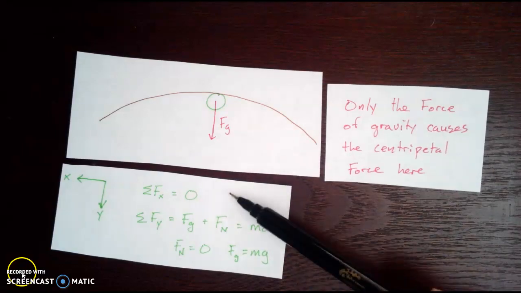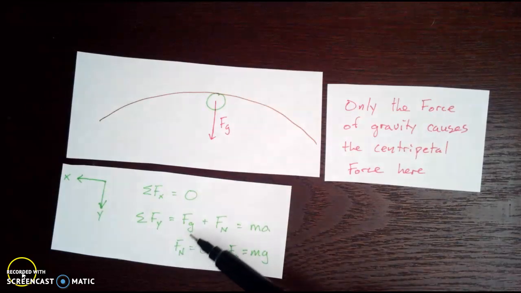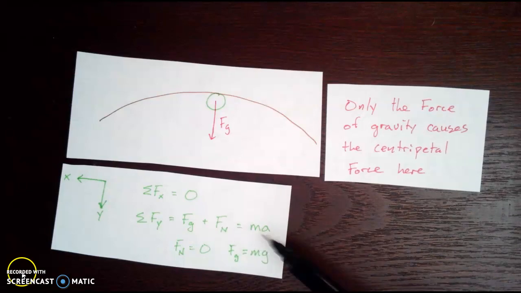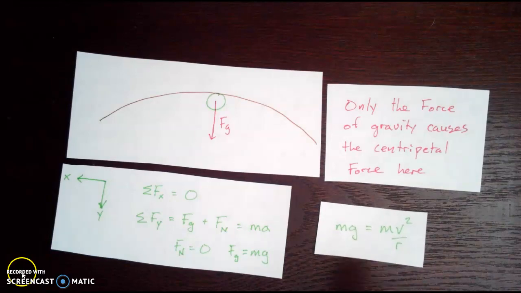So our net force in the x direction is 0. And our net force in the y direction is the force of gravity plus the normal force, and that equals mass times acceleration. But we have no normal force, so that means that part's going to be 0. We know our force of gravity is equal to mass times gravity. So then our equation becomes that. So the force of gravity, mg, is equal to the centripetal force, which is mass times the centripetal acceleration, which is v squared over r.